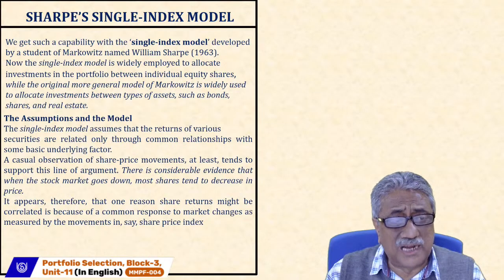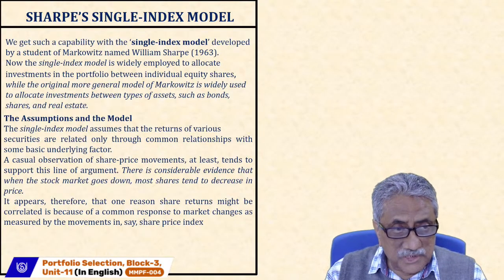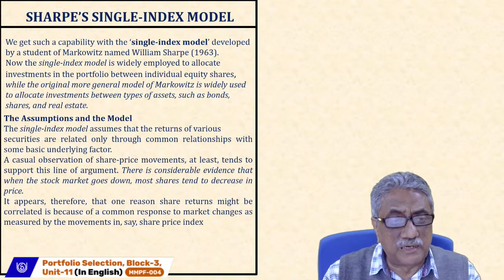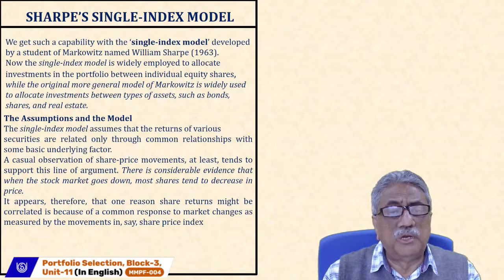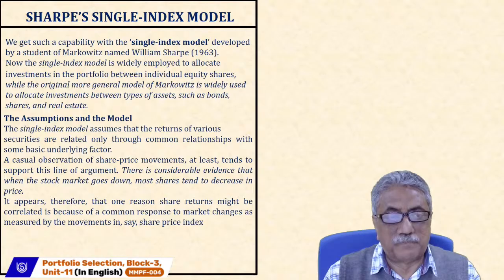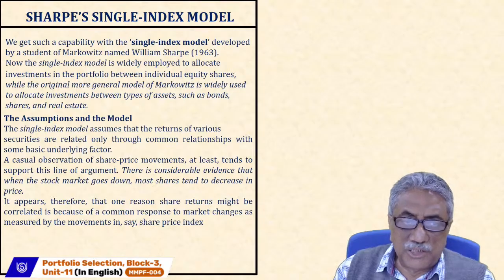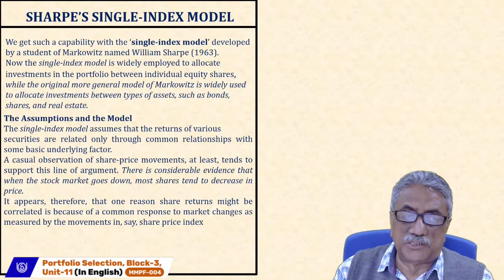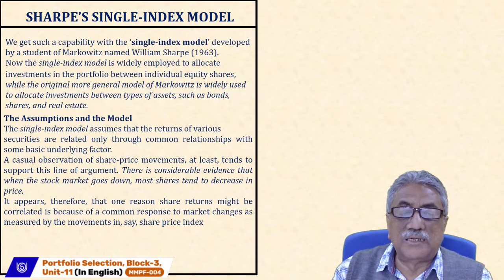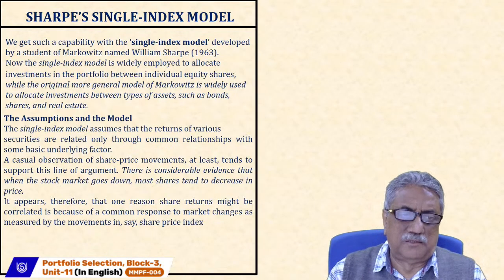So what he says is that there are some assumptions, like any model. The single index model assumes that returns of various securities are related only through common relationships with some basic underlying factor. I'll repeat it. The single index model assumes that returns of various securities are related only through common relationships with some basic underlying factor. Now, this can be anything.